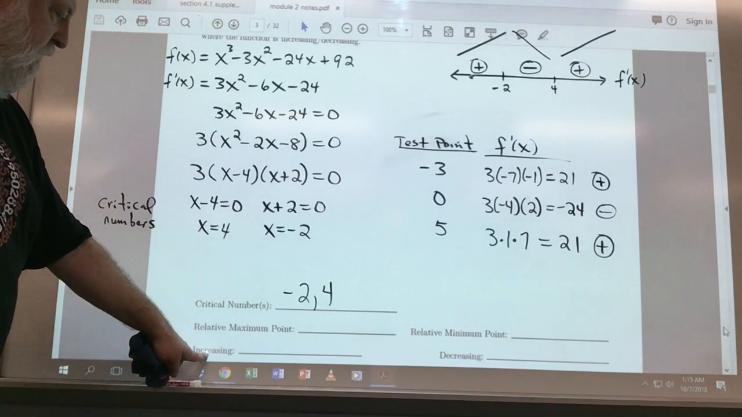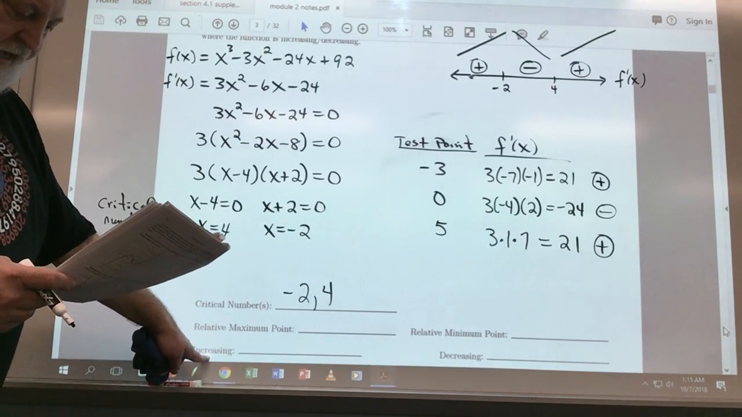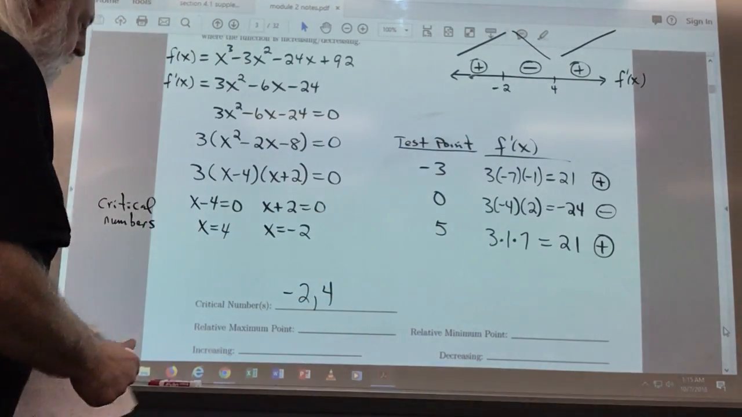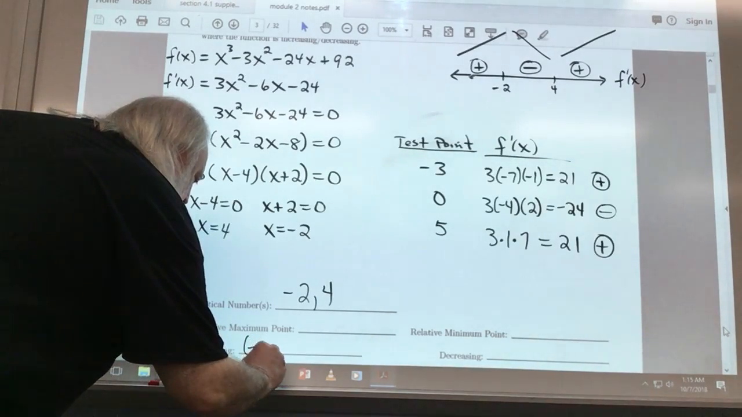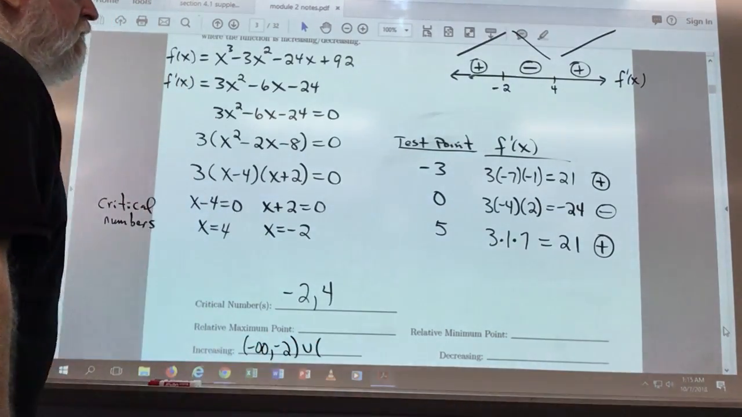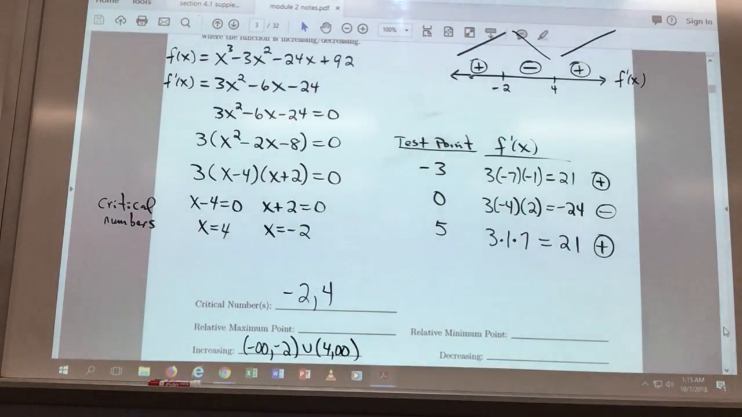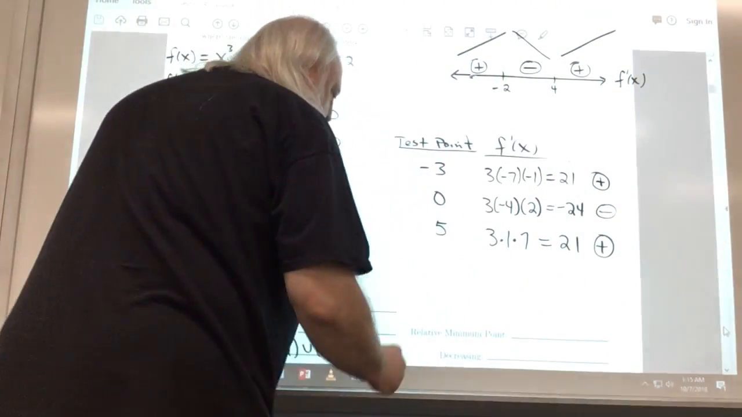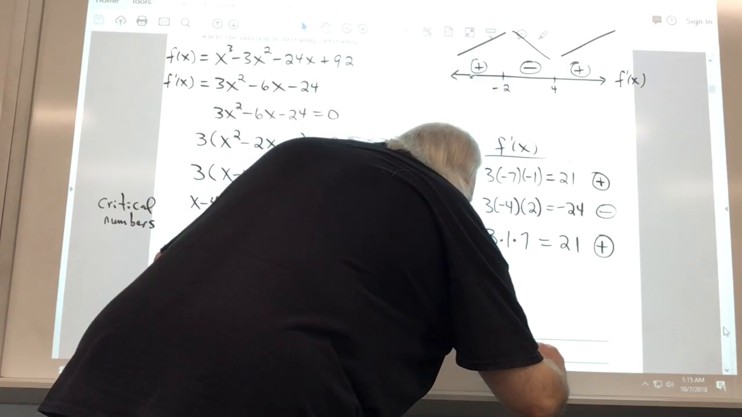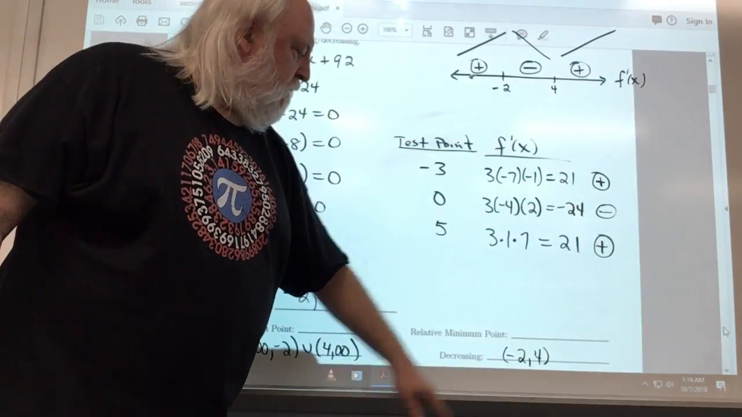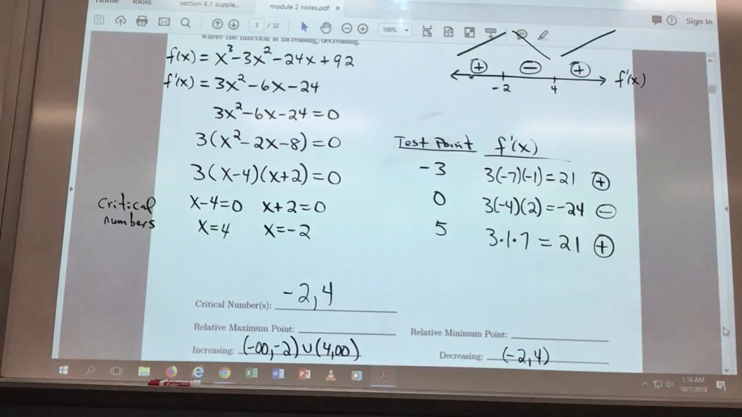So down here at the bottom of the page, where you've got to give the intervals where it's increasing and where it's decreasing, you can see that it's increasing from -infinity to -2 and from 4 to infinity. The slope of this function is positive for all those values of x, okay? Where is it decreasing? On the interval from -2 to 4. For those values of x between -2 and 4, the slope is negative and the function is decreasing.